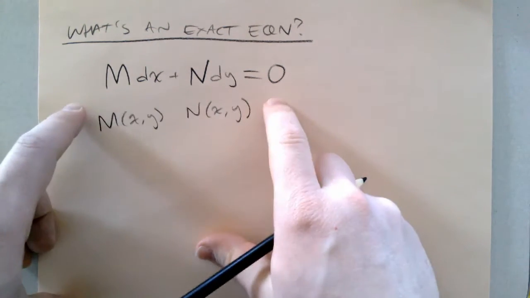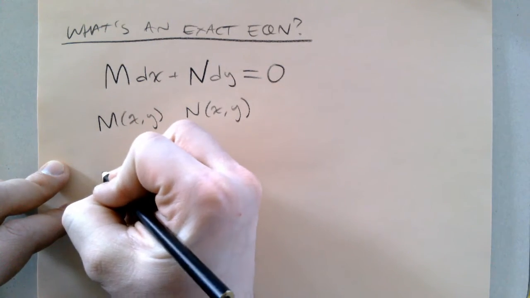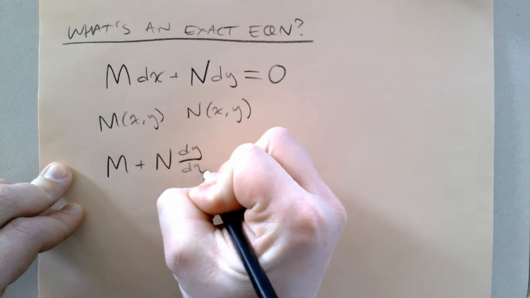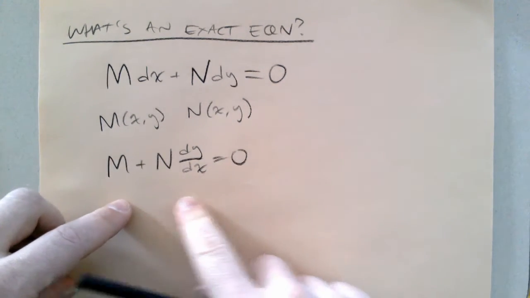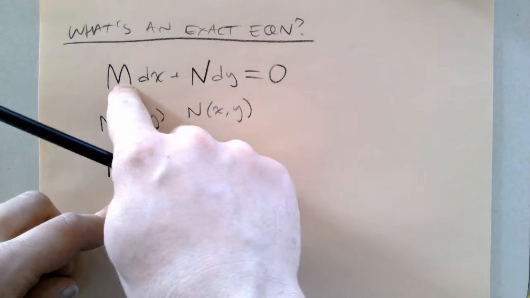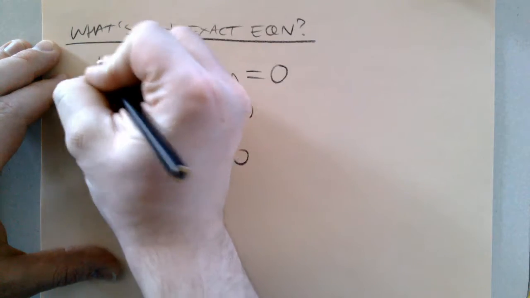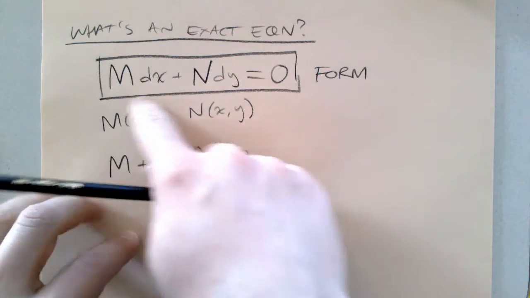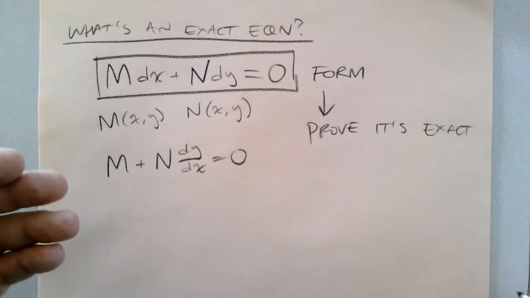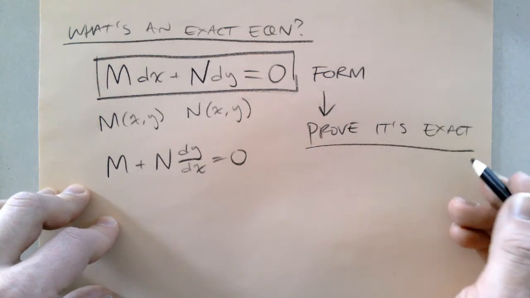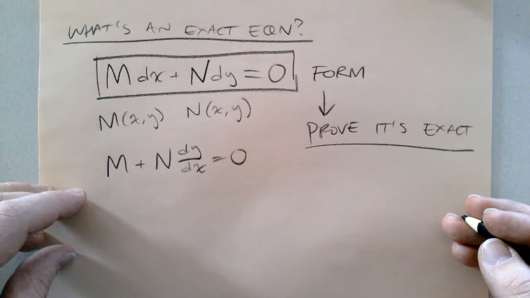So you could also rearrange this and say something like M plus N dy/dx. And this would also be the same thing. All that's been done is you multiply all the terms by dx. So right here we have the actual form of an exact equation. So in addition to the actual form of the equation, we also need to prove that it's exact using a couple facts.